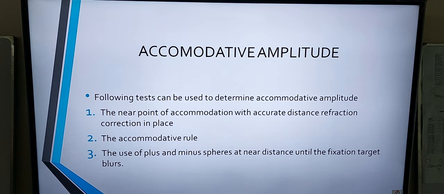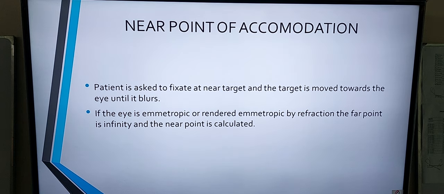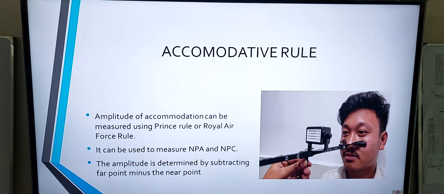We can calculate it using the accommodative rule. We have the Prince rule and the RAF ruler. The second is the use of plus and minus spheres at near distance until the fixation target blurs. We'll discuss all of these ahead. Similarly, as described, for the near point of accommodation we simply ask the patient to fixate on a target and move the target closer to the eye of the patient. The point at which the target becomes blurred for the patient is the near point of accommodation.